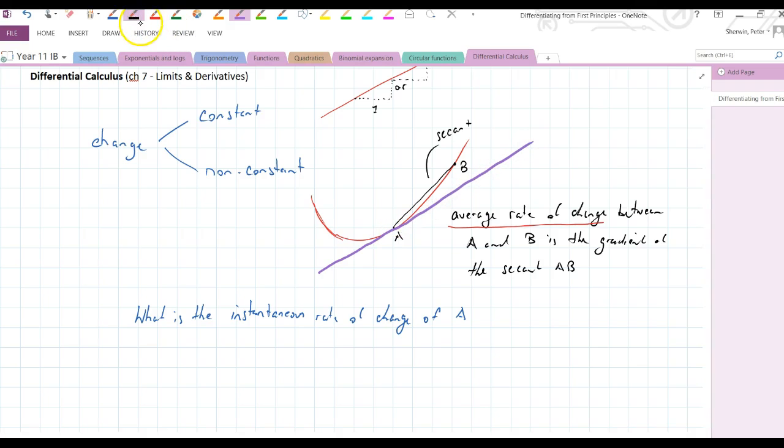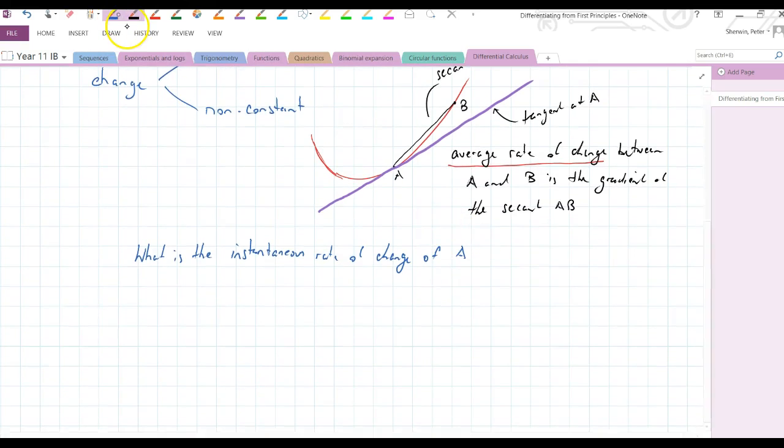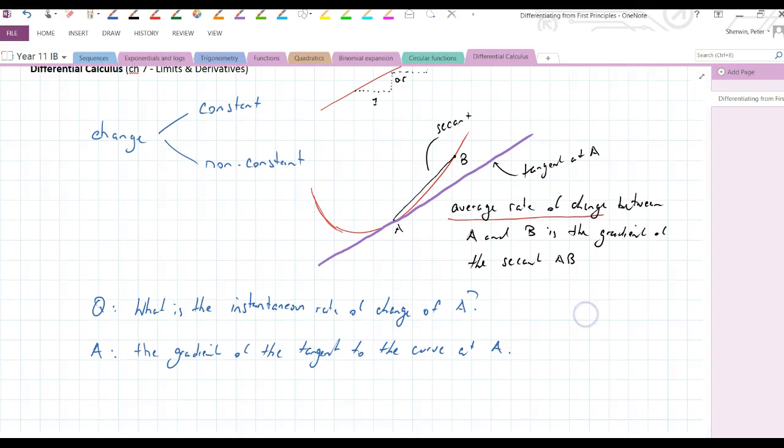This is the tangent at A. What is the instantaneous rate of change at A? The answer is the gradient of the tangent to the curve at A. That's the answer. So our attention and our efforts now turn towards finding out what the gradient of that tangent is.